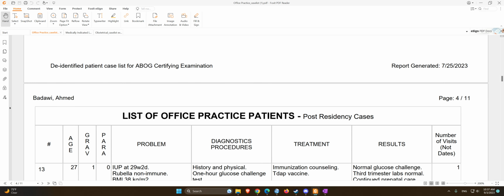And then what's the next question? Wait, where are we? The Tdap, the tetanus, for someone with lupus. Tdap. Okay, so Tdap, it's actually a 3 dose series if they have never received it before.